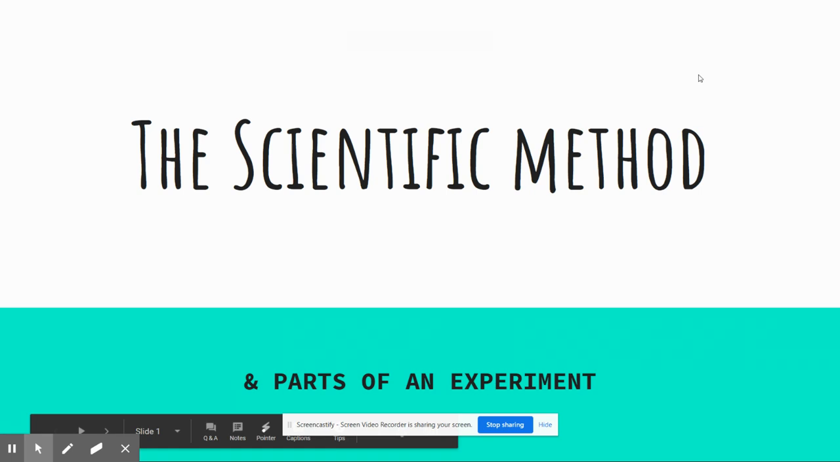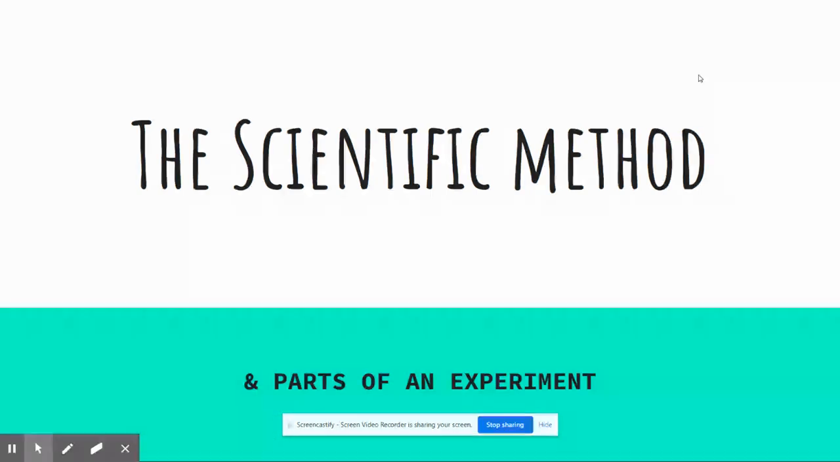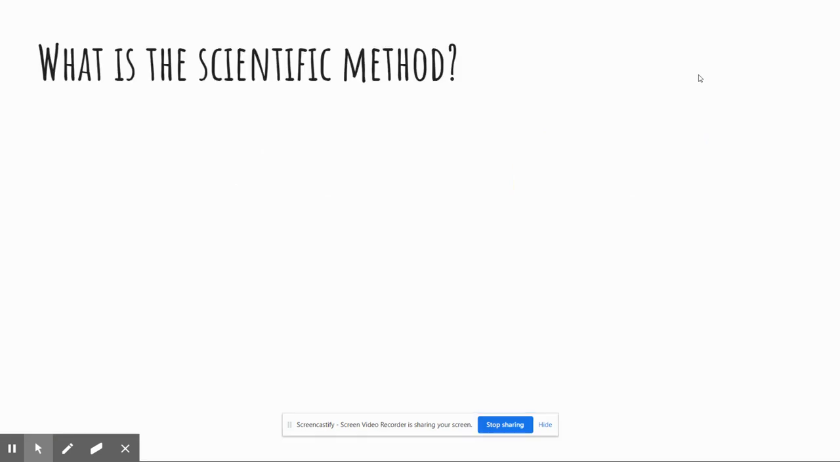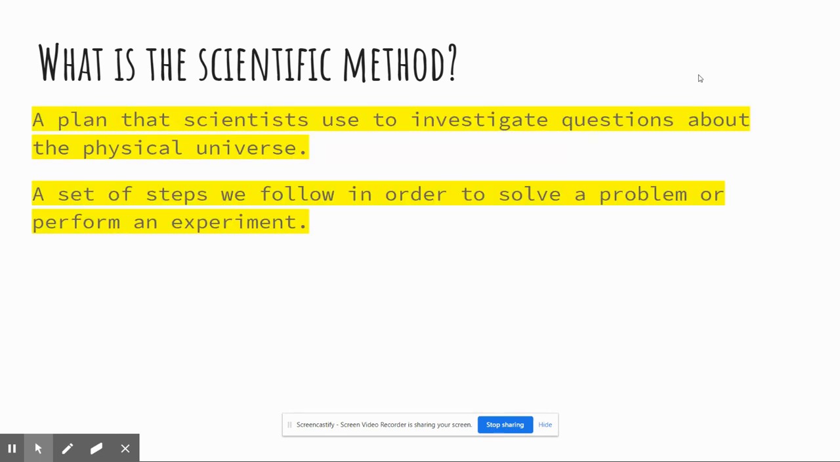So today we're going to talk about the scientific method and what we call the different parts of an experiment. The scientific method is something that you've probably talked about before in elementary school. And it's essentially a plan that scientists use to kind of answer questions that they have about the world around them. It's a set of steps that they use.